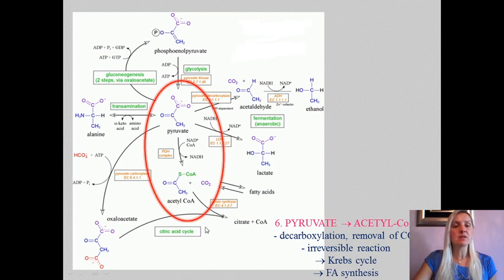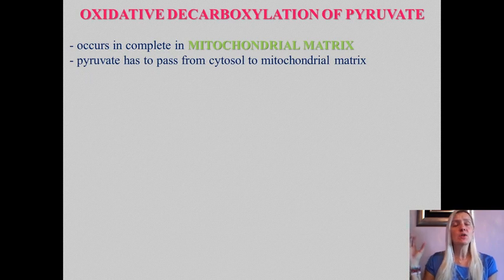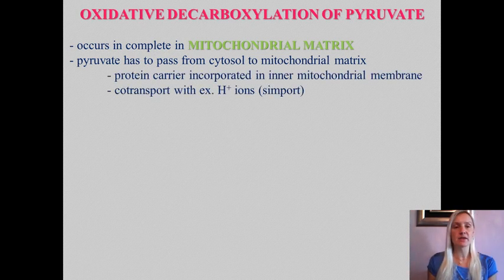But this is going to be the pathway on which we are going to focus our attention at this very moment. So oxidative decarboxylation of pyruvate is a pathway which occurs totally in the mitochondrial matrix. So you know that pyruvate is formed by glycolysis. Glycolysis occurs in the cytosol. So pyruvate first has to pass from the cytosol to the mitochondrial matrix.